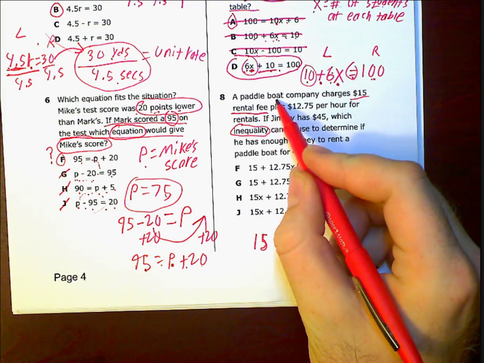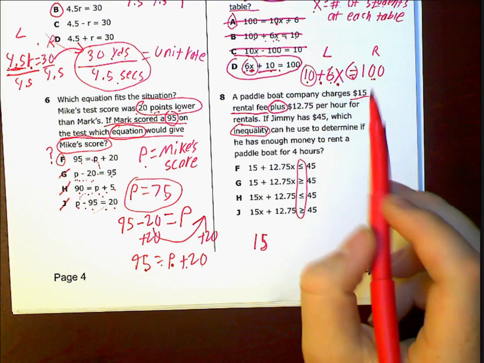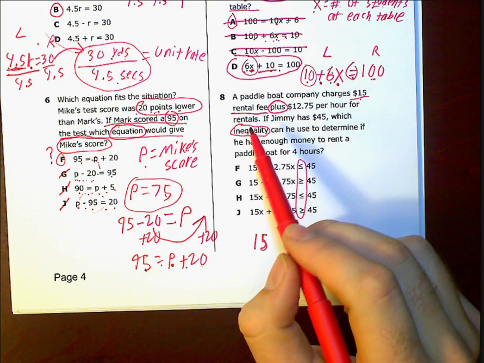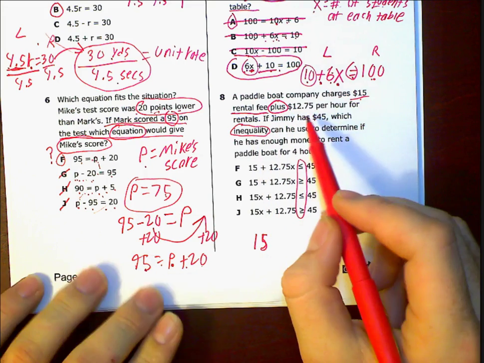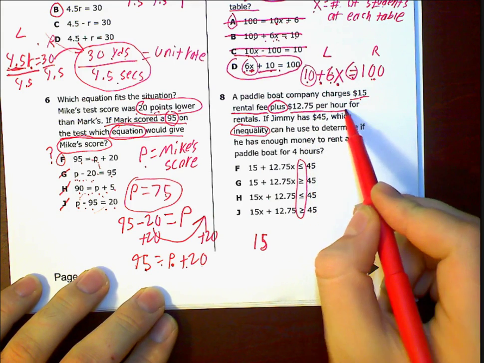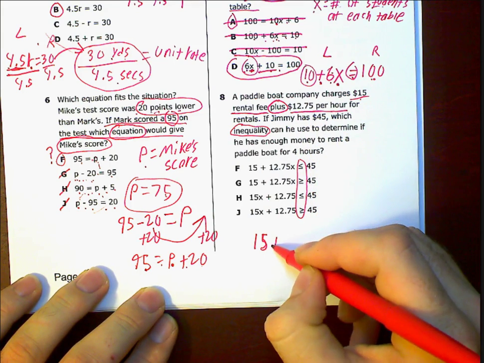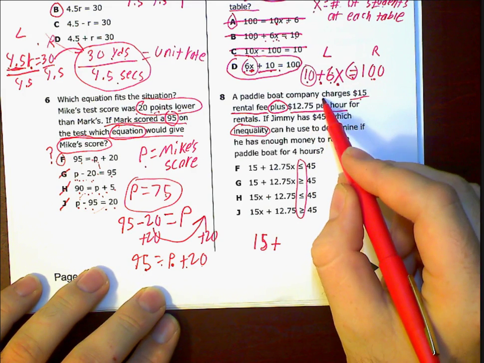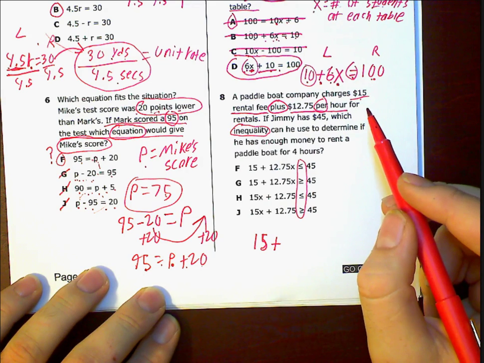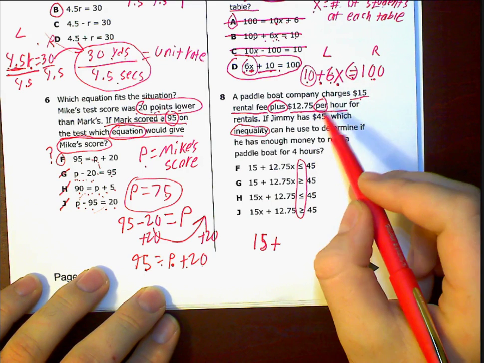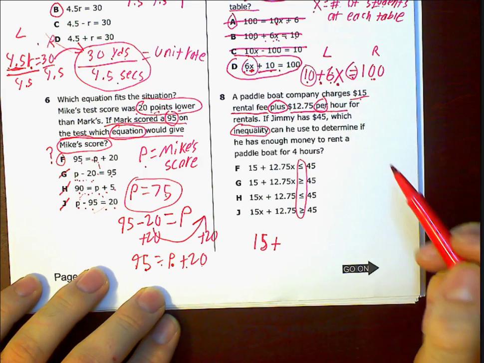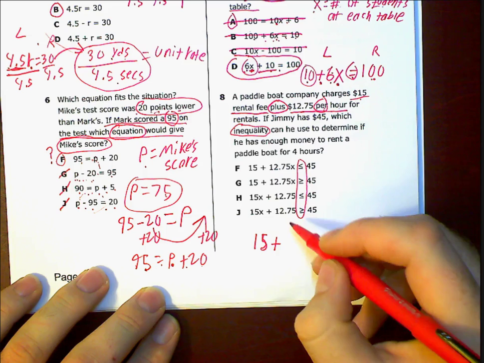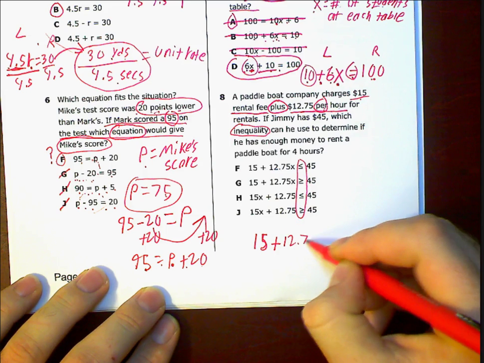And then right here you see the word plus. So we know that this $15 rental fee is going to be added to some other fee to find the total cost. And that other fee is $12.75 per hour. So we're going to add, and then they give us a rate right here. Anytime you see the word per, that is a rate. It'll be some unit per some other unit. In this case, it's money per hour. And that rate is going to be $12.75.